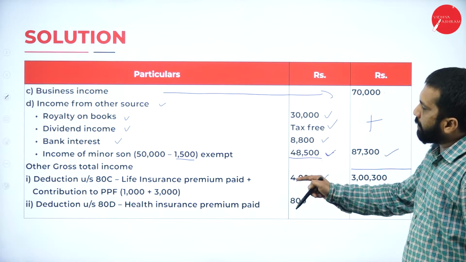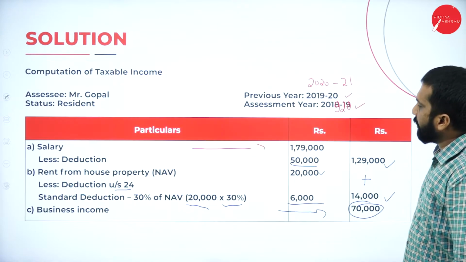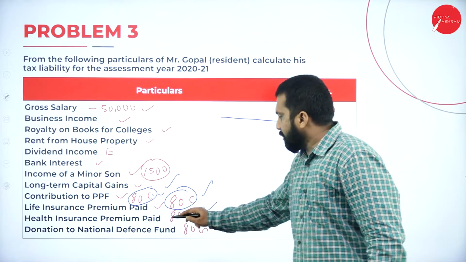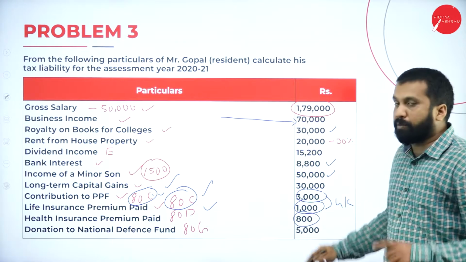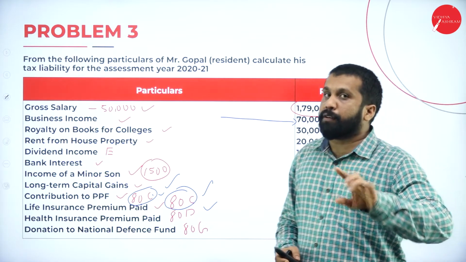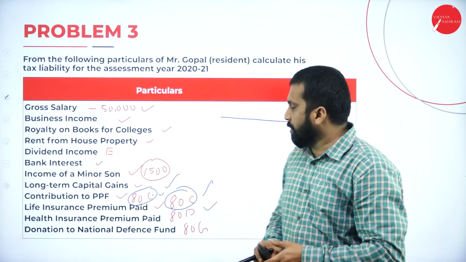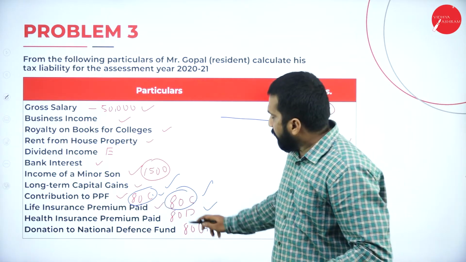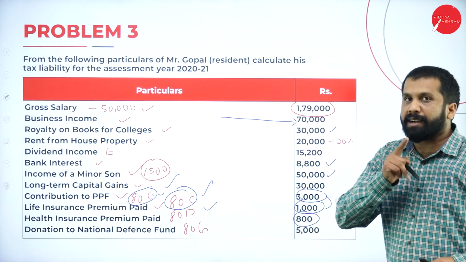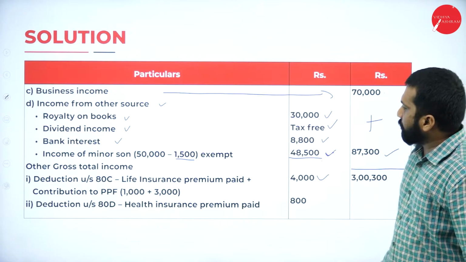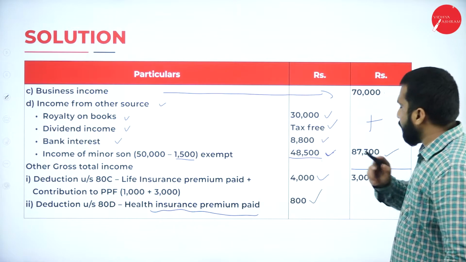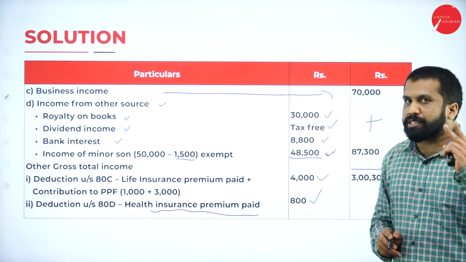Now, after 80C, what is the next one? I'll go back to the question. 80C is over. The next one is 80D. What is the amount? 800. What is the limit? Up to 25,000 for an individual, up to 50,000 for a senior citizen. You already learned these deductions. Now, 80D is up to 25,000, but you have only 800. So take deduction under section 80D, health insurance premium, 800. Hope you are clear. Two deductions are over.